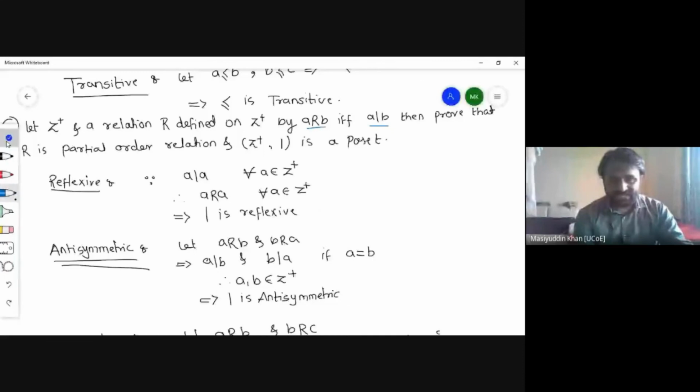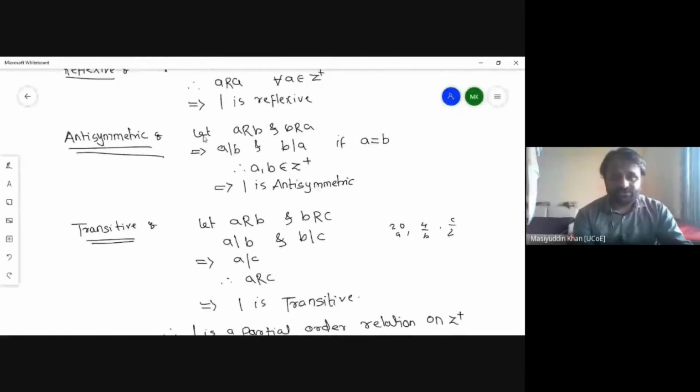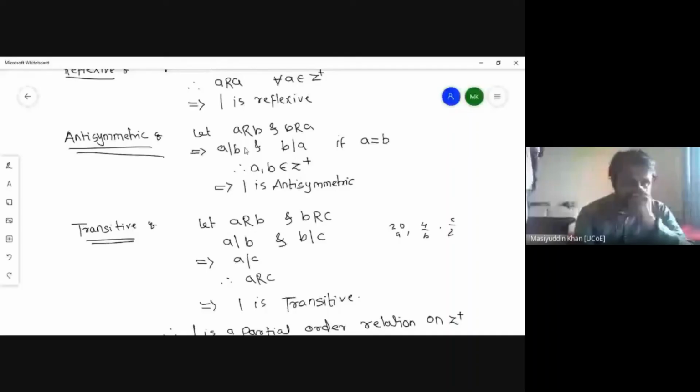Now antisymmetric. Again and again I'm telling you, it is a conditional thing. When I say a related to b and b related to a, when is it possible that both hold with the same values? When a is equal to b. Otherwise, you will get 1 by 5 in one direction and directly 5 in the other. So these things are clearly divisible one way, but not possible the other way.